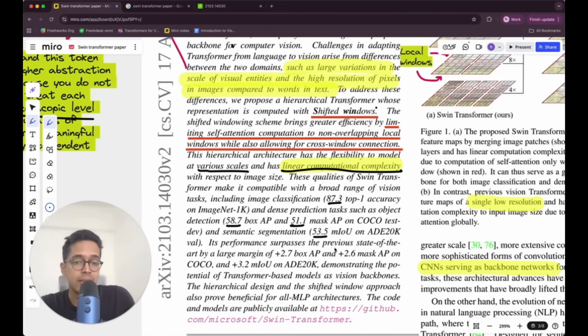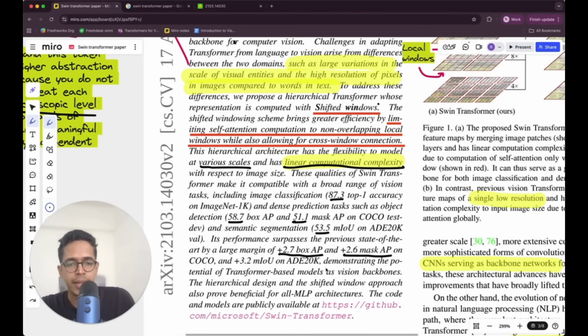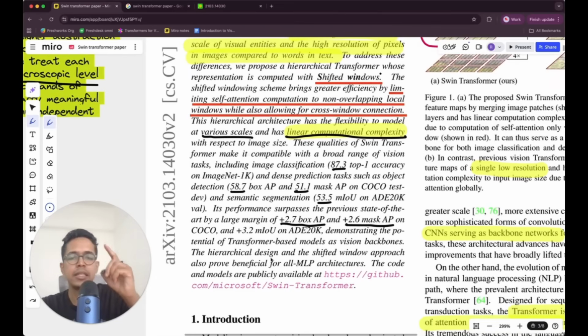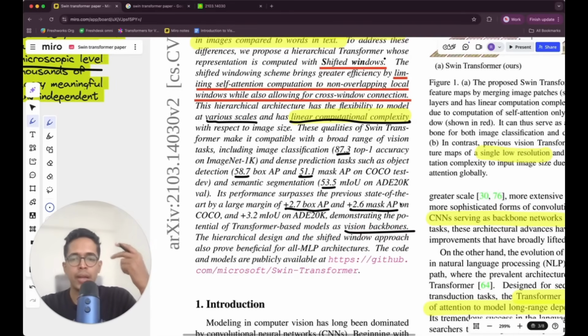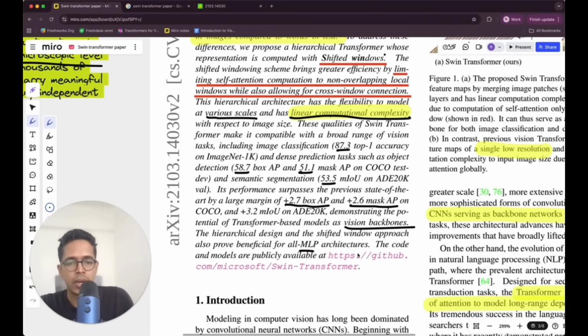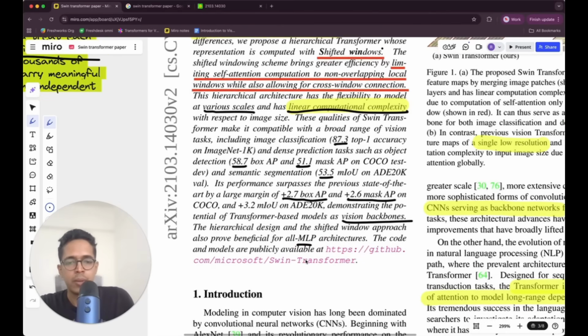Its performance surpasses the previous state of the art by a large margin of plus 2.7 box average precision and plus 2.6 mask average precision on COCO dataset and plus 3.2 mean IoU on ADE20K, demonstrating the potential of transformer-based models as vision backbones. So this is one big claim the paper is making, like you can use transformer-based architecture as a vision backbone instead of CNN, and here is the proof. That's what the paper is claiming. The hierarchical design and shifted window approach also prove beneficial for all MLP multi-layer perceptron architectures. The code and models are publicly available on this GitHub.